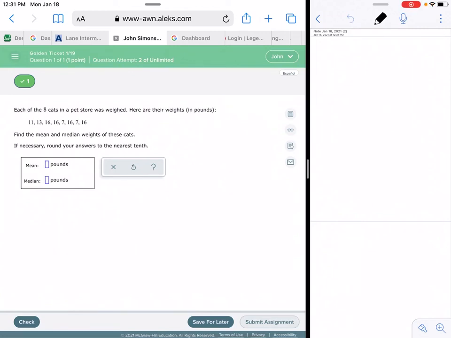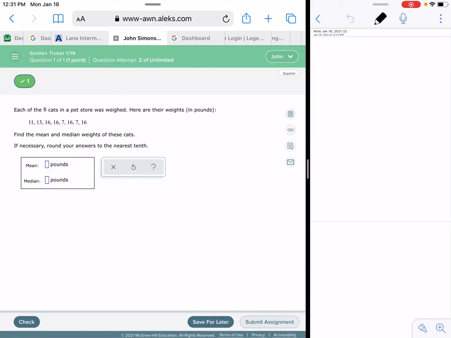All right, we're going to try one more example of doing mean, median, mean and median together, okay? Remember, mean is your average, median is your middle value. So in this one, they're asking us to find the mean first.